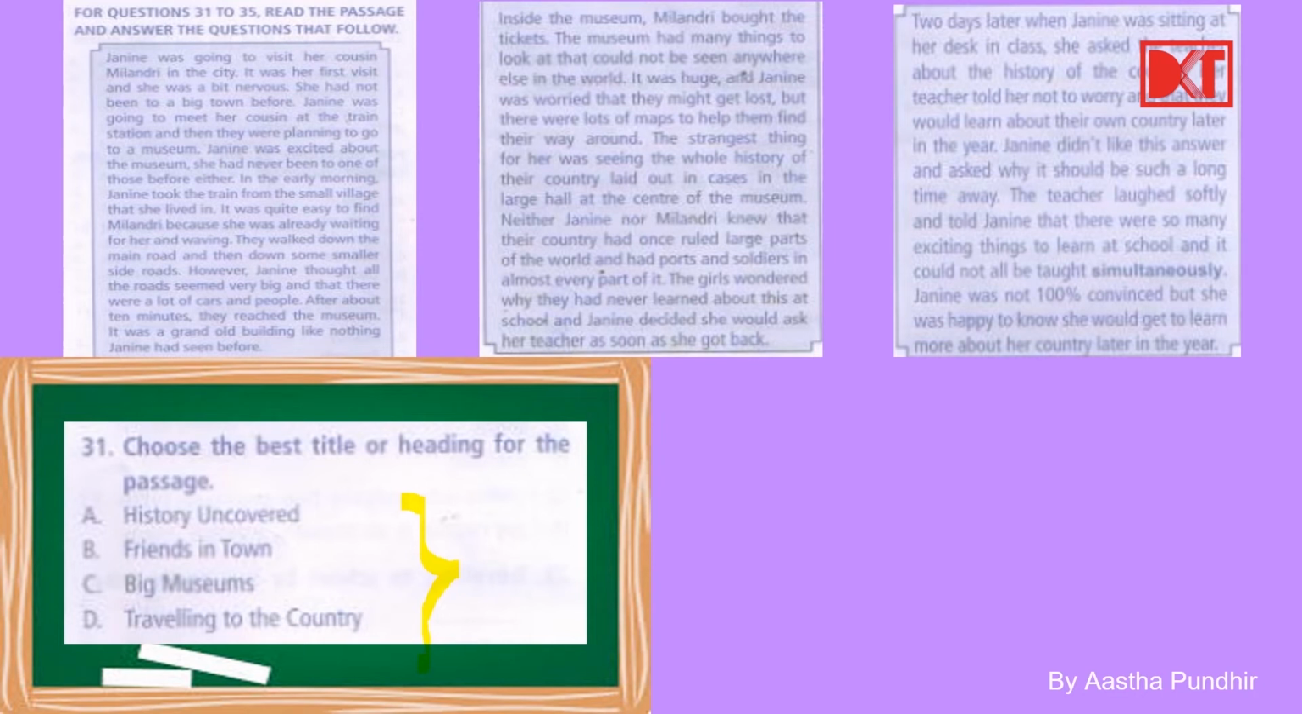Now here, which title? What was the theme of the story? That these two girls fall in love with the history of their country, right? They uncover the history. So we can say the appropriate title is A, History Uncovered, because that became the central theme of the story.